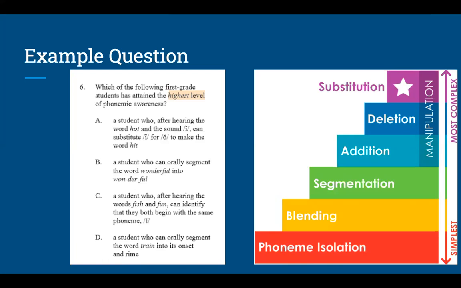So that leaves us with A and C, which are both phonemic awareness tasks and skills, but now we have to decide which is the highest level.